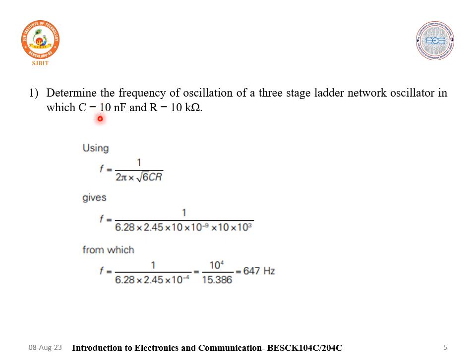Consider some examples. Determine the frequency of oscillation of a 3-stage ladder network oscillator in which C is equal to 10 nanofarad and R is 10 kilo ohm. We are going to substitute these values in the formula f is equal to 1 by 2 pi root 6 into RC. The frequency is 647 Hz. This is the 3-stage ladder network oscillator.